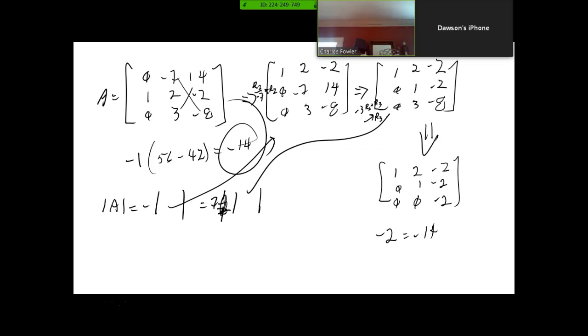Now, in many circumstances, it is far better to row reduce. Here's what some of those circumstances are, especially if you don't have to exchange rows or multiply or divide by a constant. Those mess up. If all you're doing is adding a multiple of one row to another, just do it, and your determinant at the end is going to be the determinant of whatever you started with. So yeah, -14 is the answer.